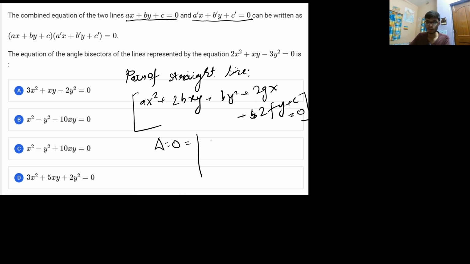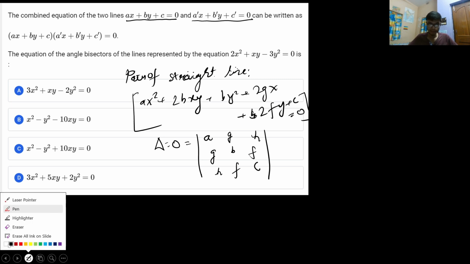And delta is basically the value of this determinant. You put a, h, g in the first row, h, b, f in the second, and g, f, c in the third. If you calculate the value of this determinant, you get delta equal to 0. And if delta is equal to 0, then this particular conic represents a pair of straight lines. So we all know this; if you have studied it in detail, then you know these things.